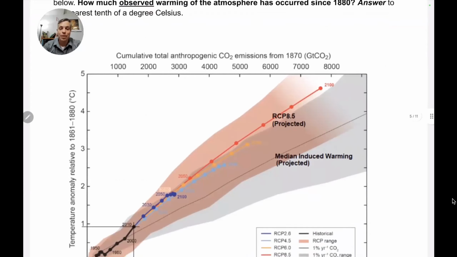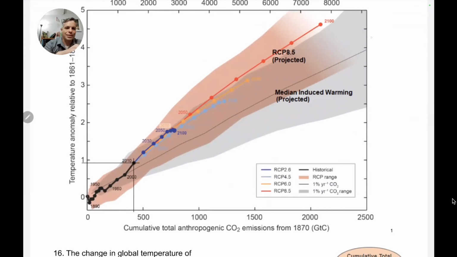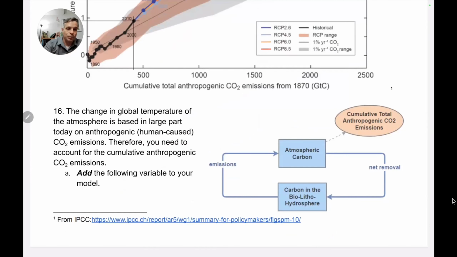So I got this graph from the IPCC. I like this one because it reports the gigatons of carbon versus just the gigatons of carbon dioxide, and it's the same units I was using earlier. So I have them look at this graph and dissect what these different words mean: cumulative, total, anthropogenic, CO2 emissions, and then temperature, anomaly, relative. Ultimately, they are going to add this variable to their model and come up with an equation for it.